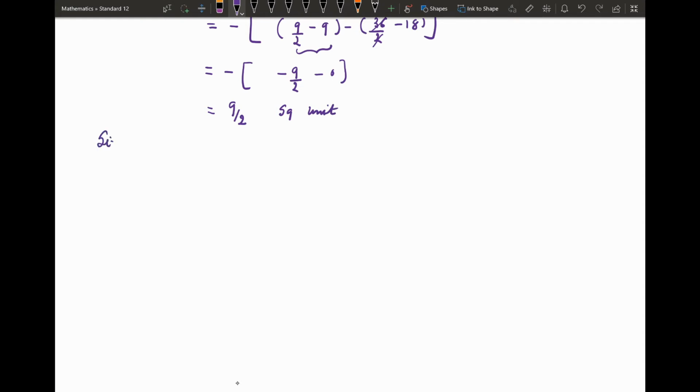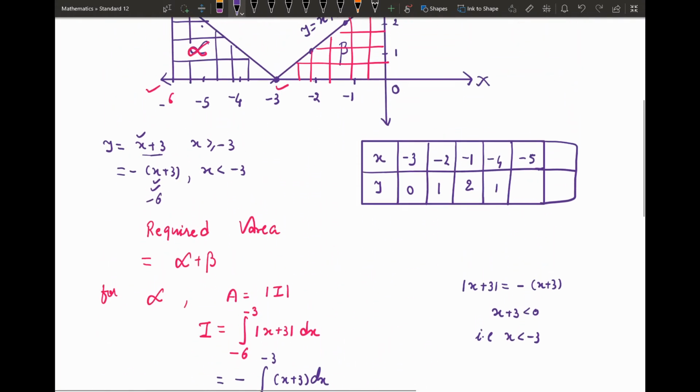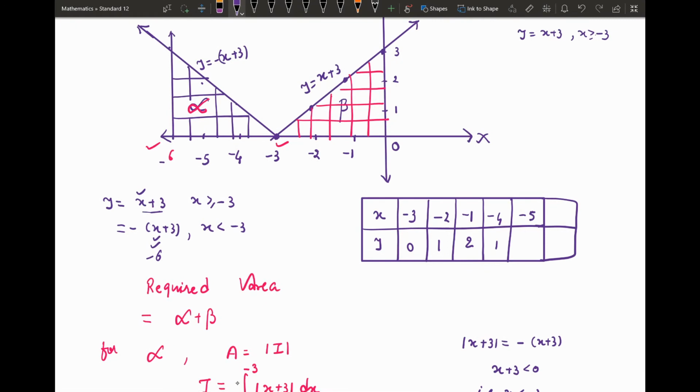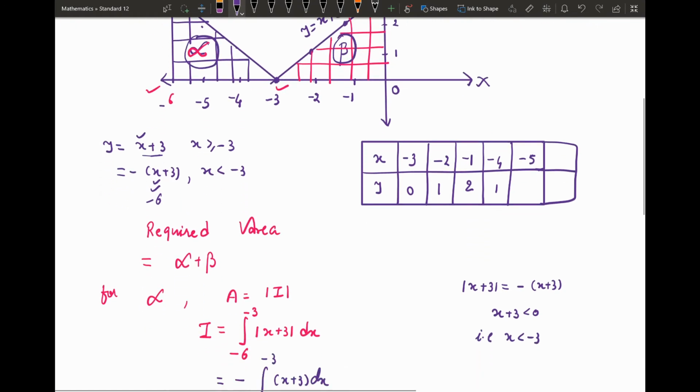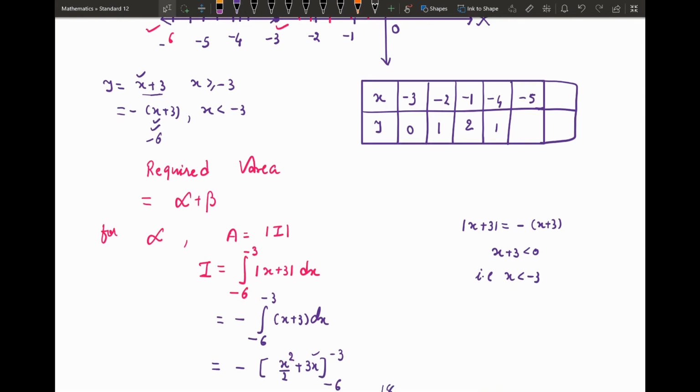Similarly, when you evaluate for portion beta, because of symmetry you can observe it is two equal portions, alpha and beta, so you will get the same portion due to symmetry in the shape.